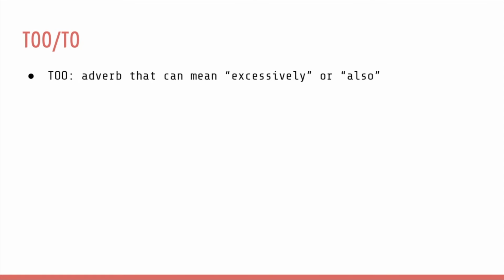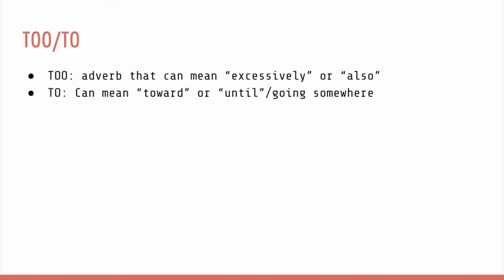For the first one, "too" with two O's is an adverb, right? That can mean excessively or also. And the second "to" with only one O can mean toward or until. It can also mean going somewhere, like you're going to somewhere, right? It's going to make a lot more sense whenever I show you all the example sentences.